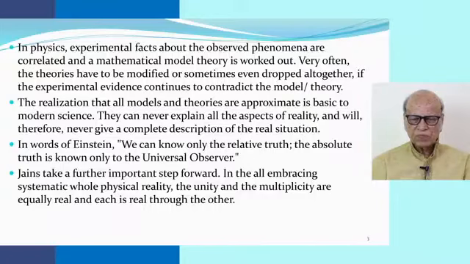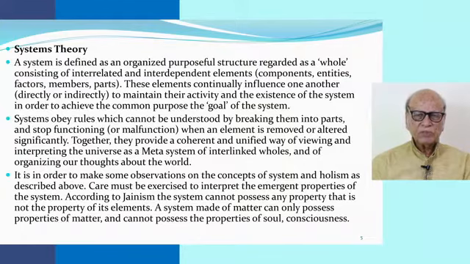Jains take a further important step forward in the all embracing systematic whole of physical reality. Unity and multiplicity are equally real. So the system behaves in a united manner, or the system can behave in a multiple aspect manner, and each is real through the other. So both are correct, and the multiple aspect theory is also correct. A theory which is something similar to the multiple aspect theory of Jains is systems theory in science.